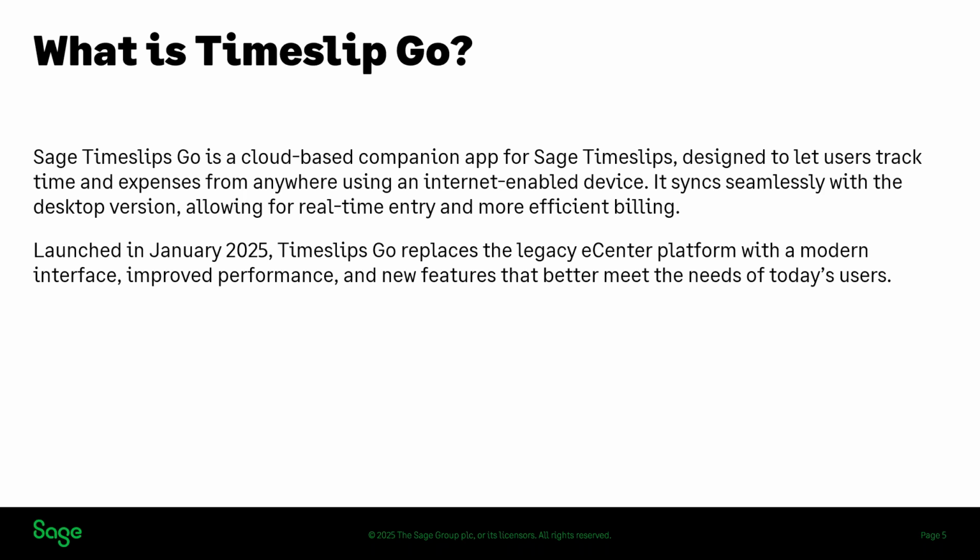So you will still utilize your Sage Timeslips Premium, and this information that's entered in on the Timeslips Go platform will then sync. And that's going to allow for real-time entry. So you can enter that out in the field, and it's going to make for a more efficient billing process. We launched the Go application this year in January. So Timeslips Go is going to replace the legacy eCenter platform. It's going to give you a more modern interface, improve performance, and we do have some new exciting features that are going to better meet the needs of our users today.